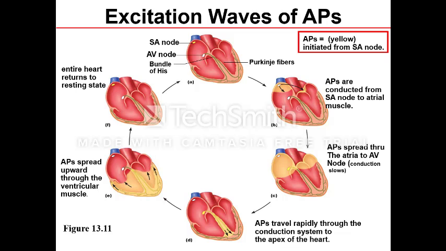So the yellow, starting at the top at 12 o'clock, we're in resting phase. And then the next diagram shows the action potentials emanating out away from the SA node. And then they're going to connect with the AV node. And then both atria are now highlighted in yellow as they depolarize and then contract. And then the Purkinje fibers down here at 6 o'clock are going to fire and cause the ventricles to contract. So in letter E, both ventricles are completely yellow, and then the heart goes back to rest again.